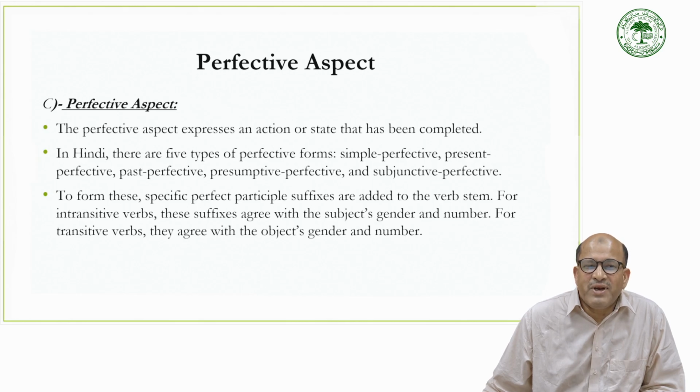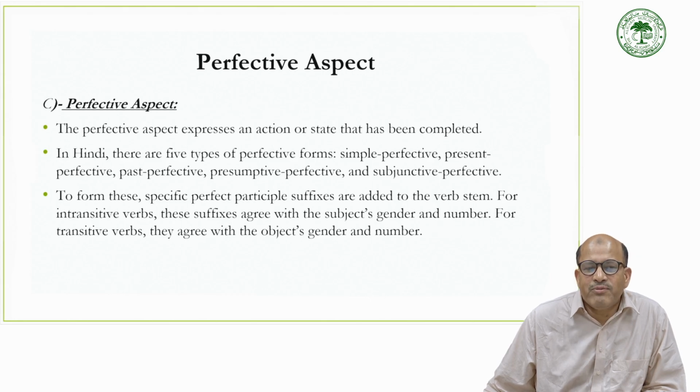The perfective aspect expresses an action or a state that has been completed. In Hindi Urdu, there are 5 types of perfective forms. We call it simple perfective, present perfective, past perfective, presumptive perfective, and subjunctive perfective. There is very minute difference between the last two, presumptive and subjunctive, but important to understand. To form these, specific perfect participle suffixes are added to the verb stem.